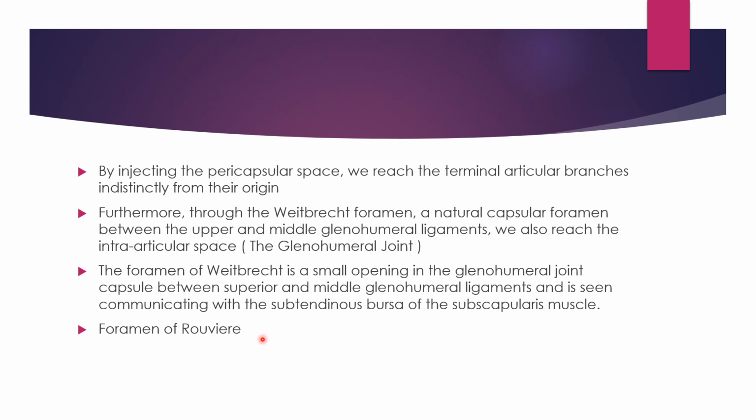There is always something very inconsistent between the middle and the inferior glenohumeral ligament, that is the foramen of Rouvière, which is also a potential communication between the space which we are injecting beneath the subscapularis and the true glenohumeral joint. Possibly, this is the reason why we are able to inject into the glenohumeral joint through this SHAC axis.